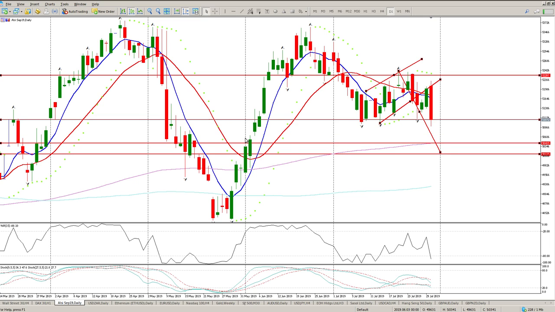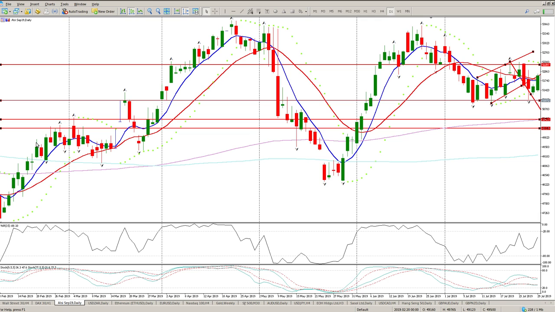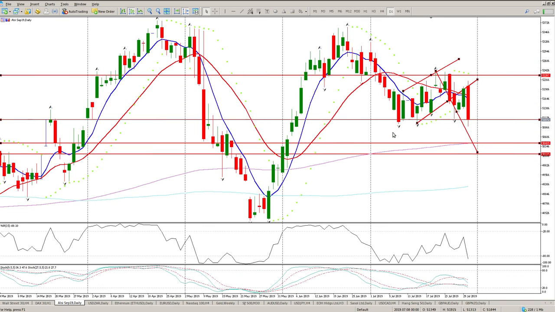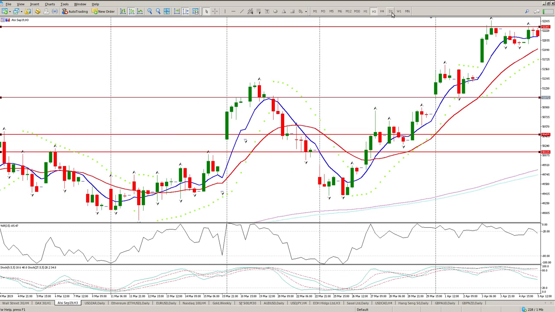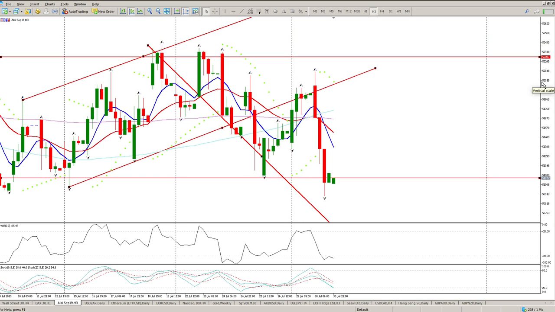There is a gap here. There's also an inside tail here. So there's quite a big zone between these two levels here, and that's kind of what I would expect moving forward. Now, if we just pop down to the 3 hour, you'll see everything becomes a little bit clearer.